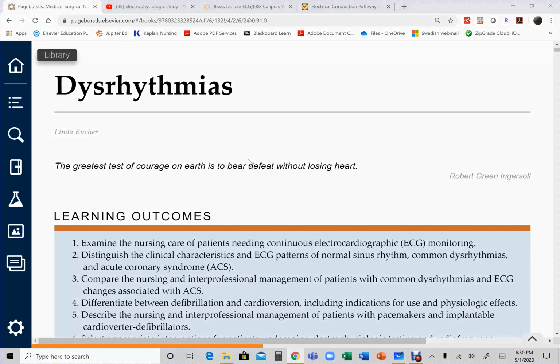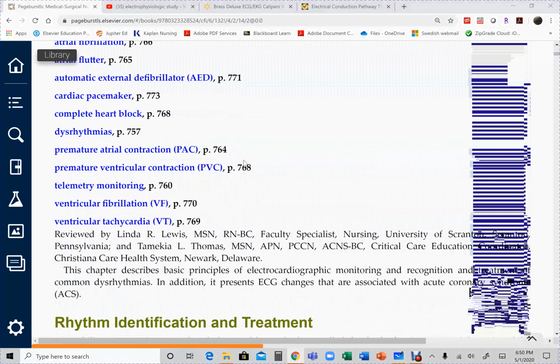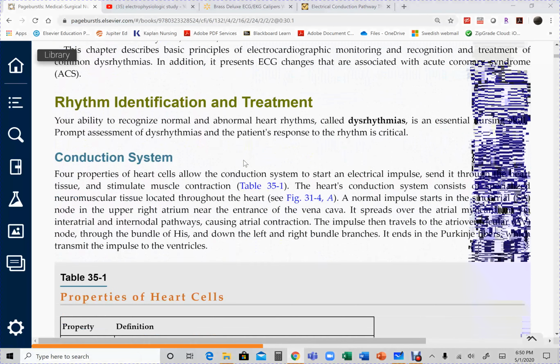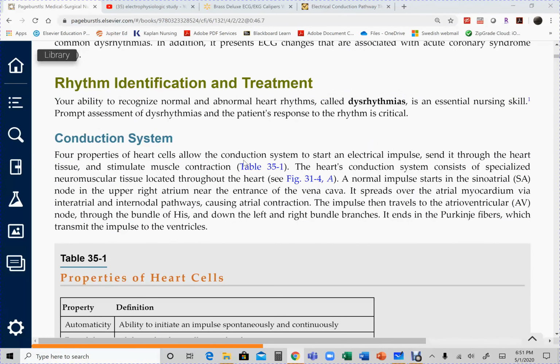Chapter 35, Dysrhythmias. Now this will be just the basics of dysrhythmias. Don't expect to become an expert monitor tech after this class. A regular telemonitor class is about 3 days, plus they have homework before they attend the class.